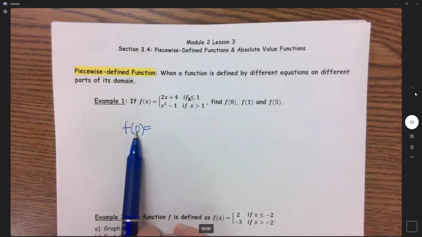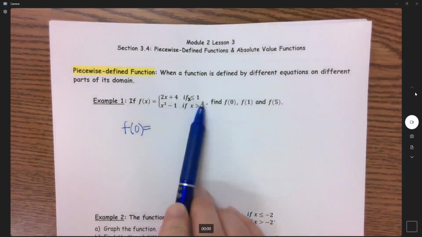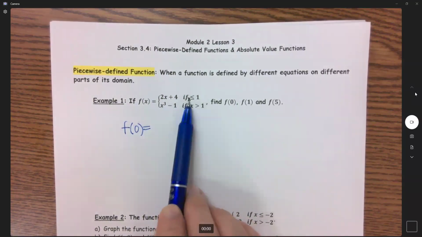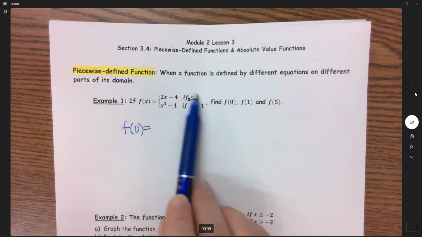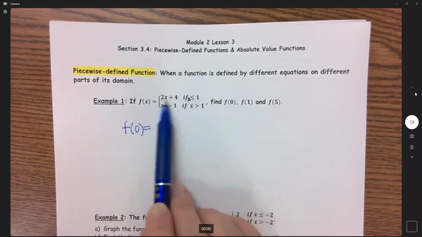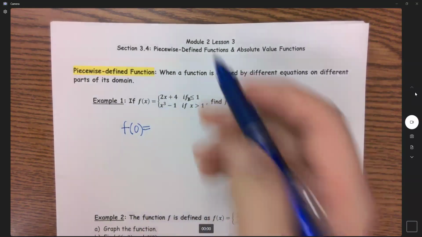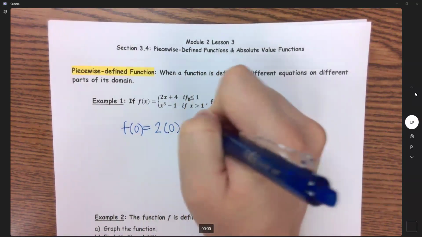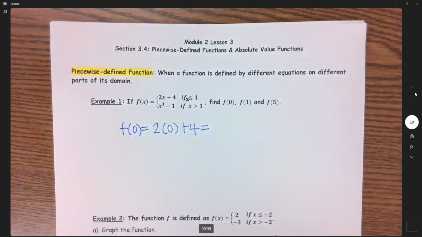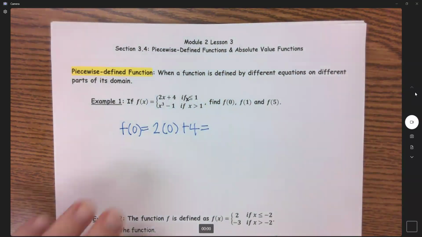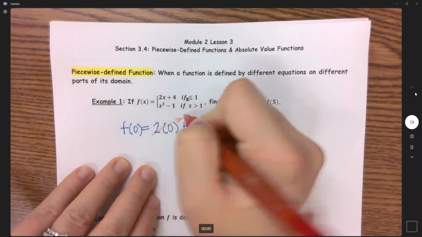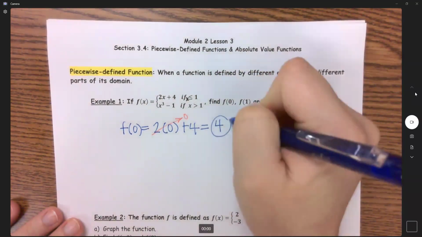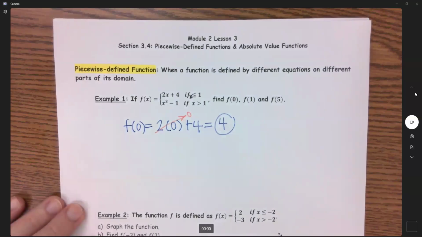So if I have x of 0, does that mean my x is less than or equal to 1, or that x is greater than 1? Well, 0 is less than or equal to 1. So it means I want to be using this top linear equation. So we'll have 2 times 0 plus 4. 0 times anything zeroes out. So we have 0 plus 4, and that's going to give me 4 right there.